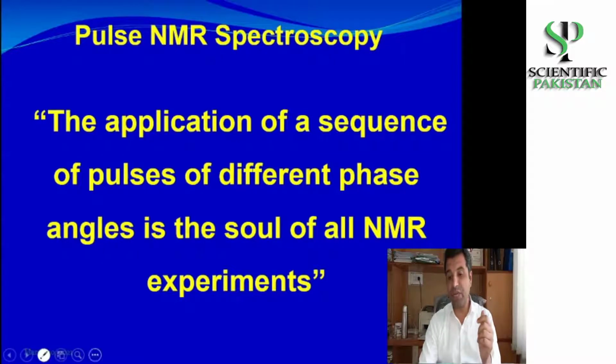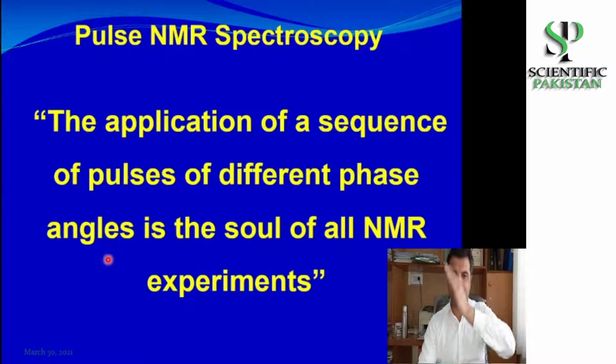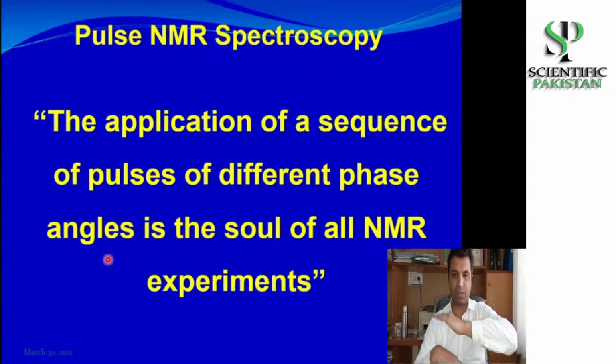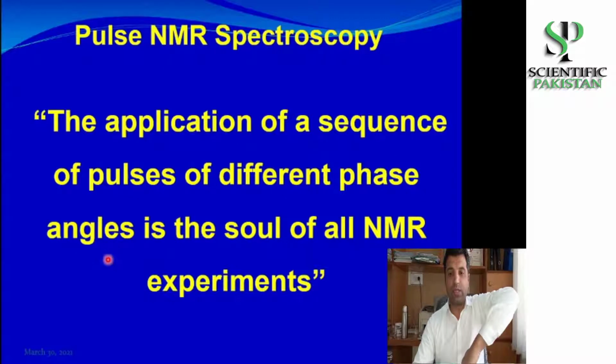What is the meaning of the phase angle? The angle at which it flips the magnetization vector. So it's at the z-axis initially. When you provide the pulse, the energy, it flips. So if it flips by 90 degrees, we say that the phase angle is 90 degrees, or it's a 90 degree pulse. If it flips by 45 degrees, we say it's a 45 degree pulse. If it flips by 180 degrees, we say that we have given a 180 degree pulse, or whatever pulse you have given.